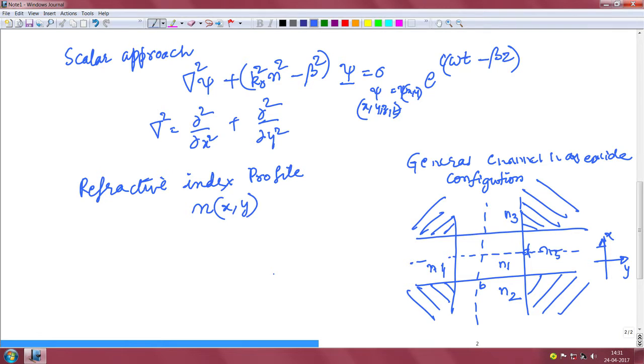So, in region 1, I will use some other color, you can express it as psi 1 of x comma y. I am assuming the refractive index to be constant in each of these regions, even though it is different across the regions. It is a step index channel waveguide.